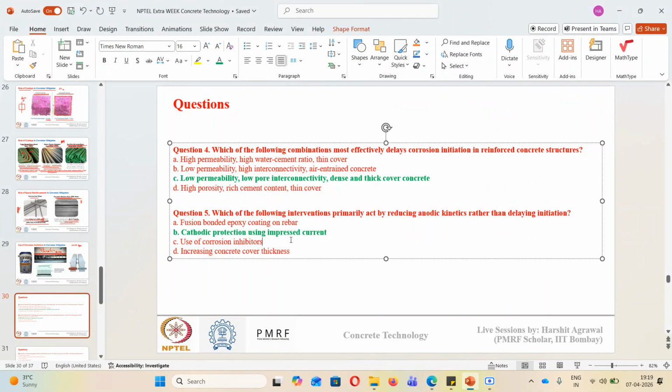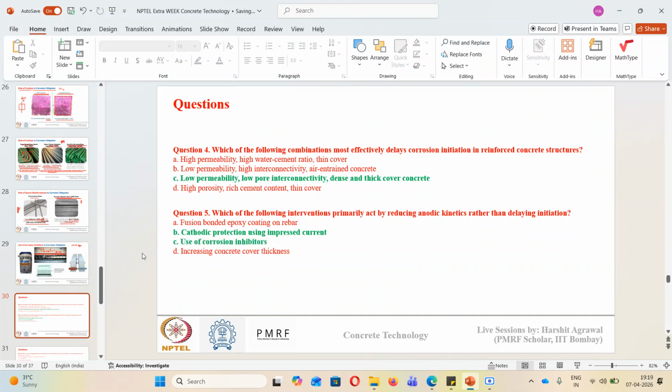Okay, C can also be a correct option. Use of corrosion inhibitors. Certain corrosion inhibitors like calcium nitrite, if you know, promote passivation of steel. So they enhance the passivation tendency of steel. If the steel's passivation tendency increases, the rate of the anodic reaction will reduce. So that is one way in which a corrosion inhibitor can reduce the rate of the anodic reaction.